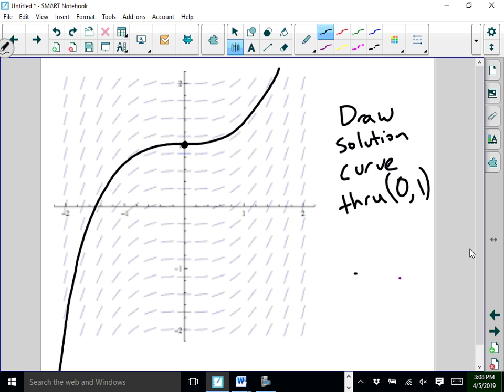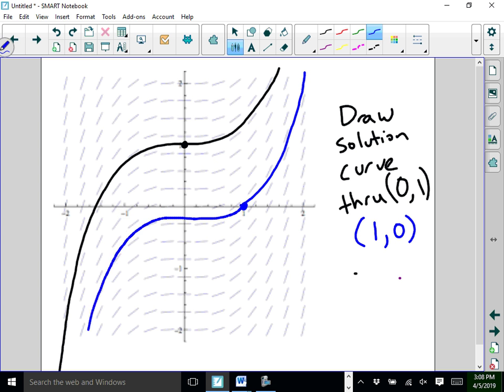If we also want to do it through the point 1, 0, that's a different point. That point is right here. And once again, I want to follow where the lines are telling me to go. So there's a different solution that goes through a different point. Again, the graphs look pretty similar to each other. They both look like x cubed graphs. Let me show you another example. I think these are kind of easy to do. They're a little bit weird. You don't have to worry about being perfect. You just want to follow the general shape of the sloped lines.